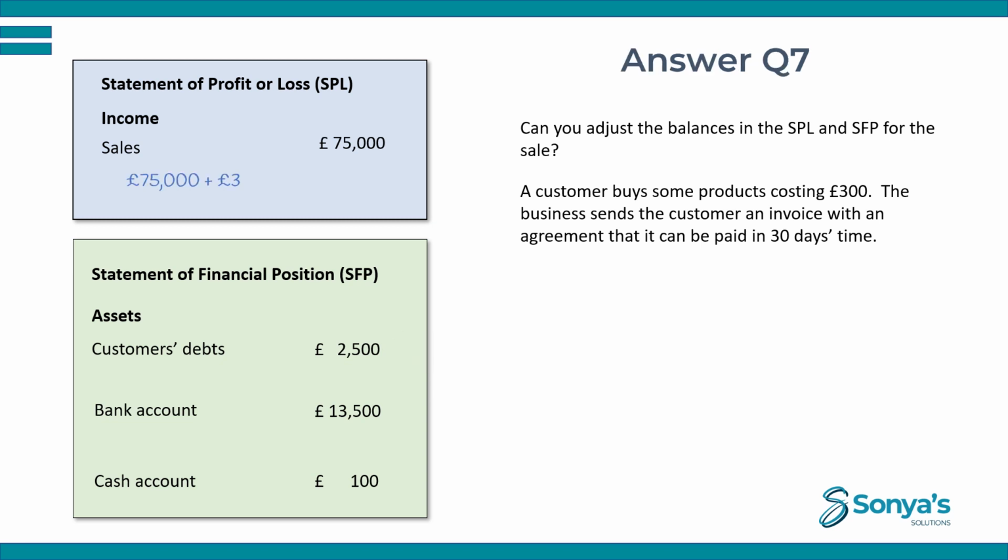We record the sale by adding £300 to the sales already made during the period, so the revised balance is £75,300. Customers owe the business £2,500. That now increases to £2,800.